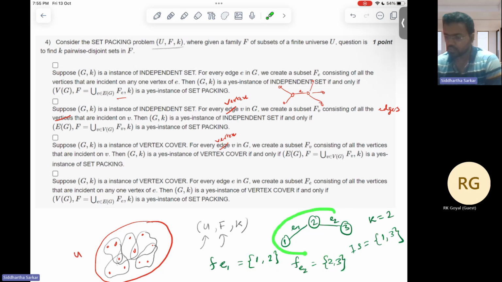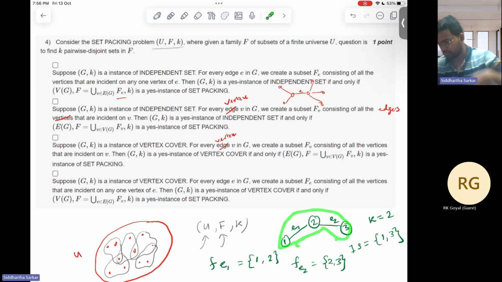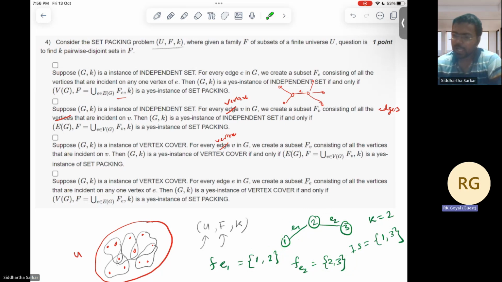So in the universe, you have these things. This is one family, this is another. Now, these two families are not disjoint because 2 is common. Whereas the claim is, because there is an independent set of size 2, there should exist two families which are pairwise disjoint. But that is not true, as we can immediately see. So we will mark it false.